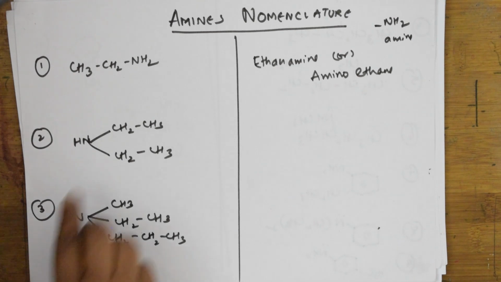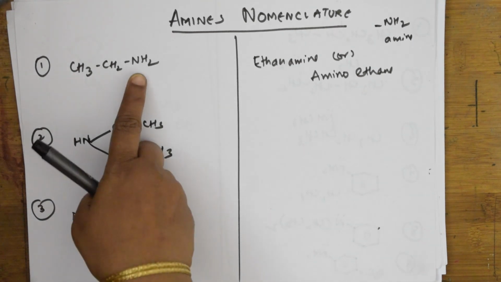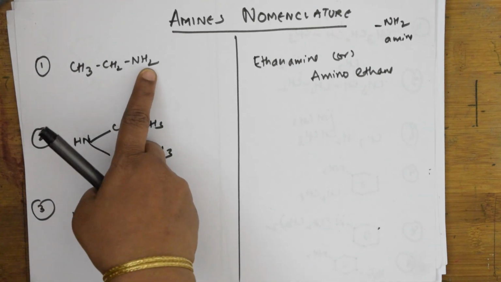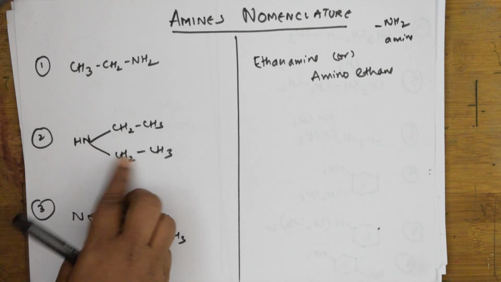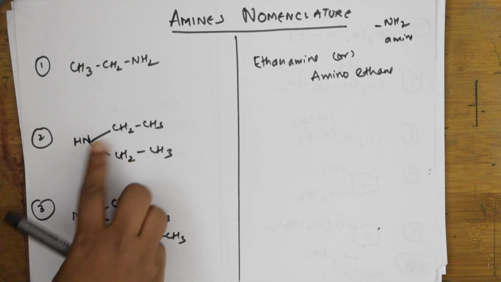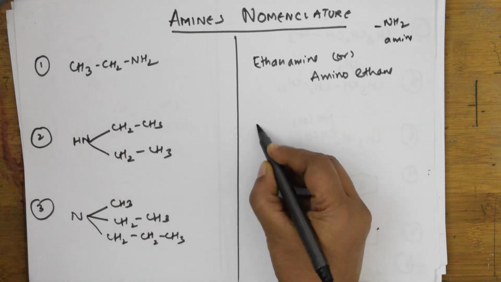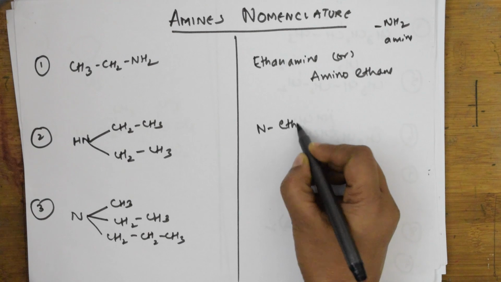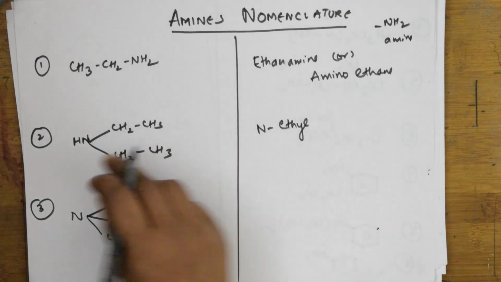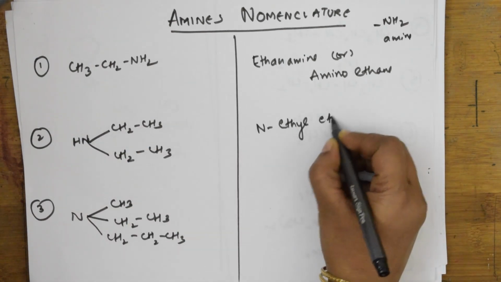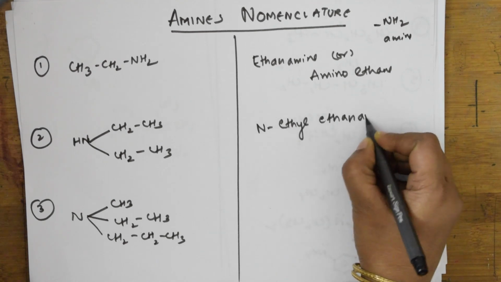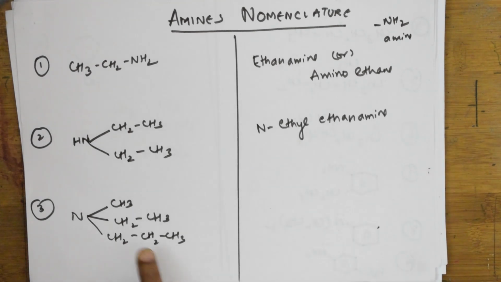Let us name this. Here you have an N instead of NH2, one hydrogen is replaced by the ethyl group. So here you have 2 ethyl groups present. So how to name this? This is called N-ethyl, 2 carbon atoms, so it is ethanamine. Done.